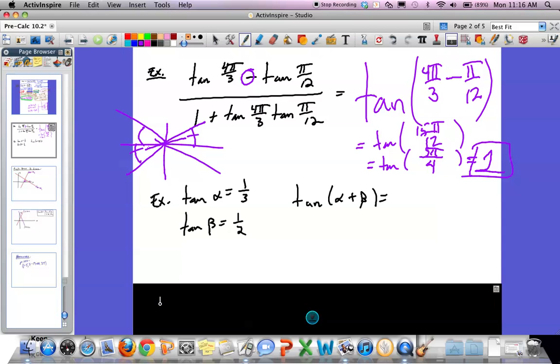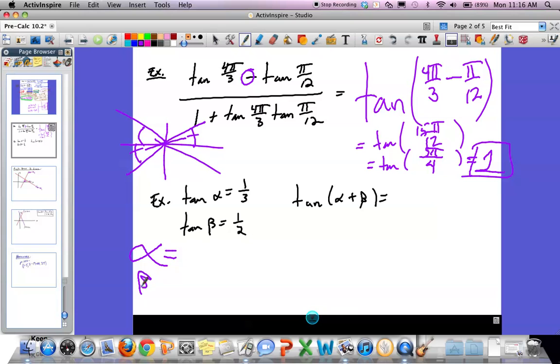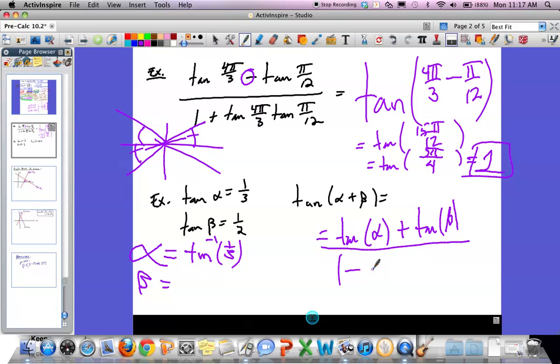Okay. How about this? I tell you that the tangent of the angle alpha is a third. I tell you that the tangent of beta is a half. We're supposed to evaluate the tangent of alpha plus beta. Now, what I would like you to realize is I don't find out what alpha and beta are. I do know that alpha is the inverse tangent of a third. We do not need to find out what the angle is. The formula says that this is the tangent of alpha plus the tangent of beta, over 1 minus the tangent of alpha times the tangent of beta.